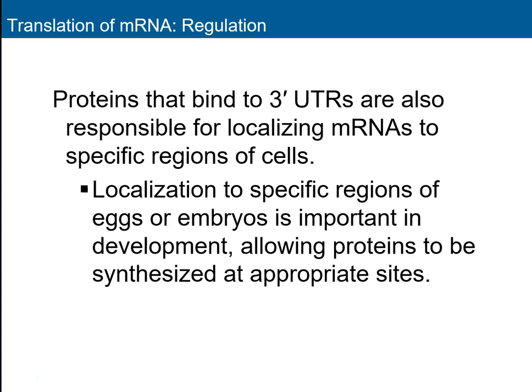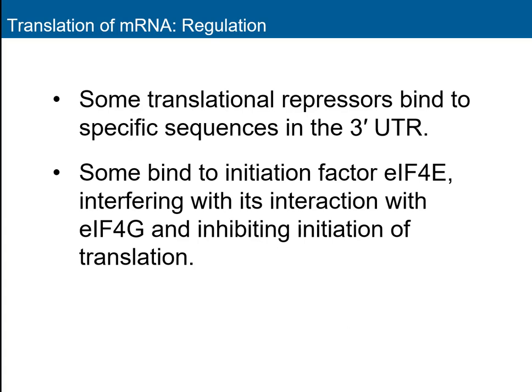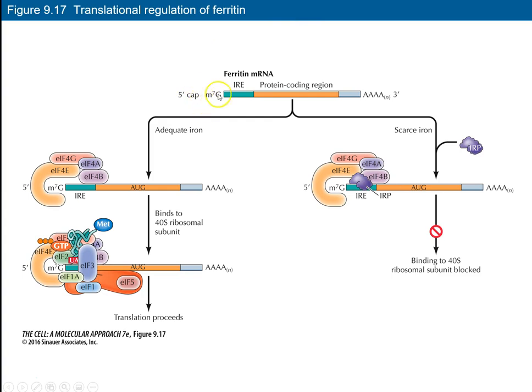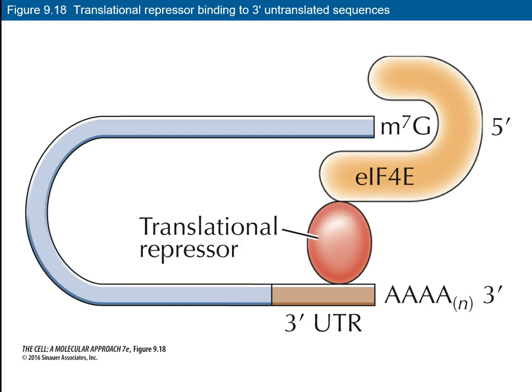Now, this is showing binding to the 5' UTR. There are other repressors that can bind to the 3' UTR, because remember, we showed that there are other initiation factors that need to bind to that area as well. Again, it's inhibiting the ability of that whole initiation complex to form. So there are various ways in which these repressors can interfere with those associations.